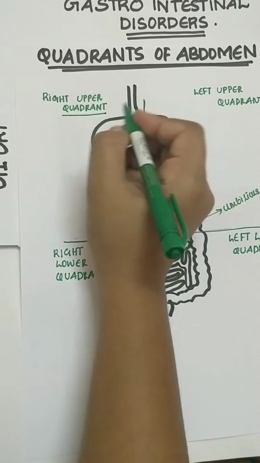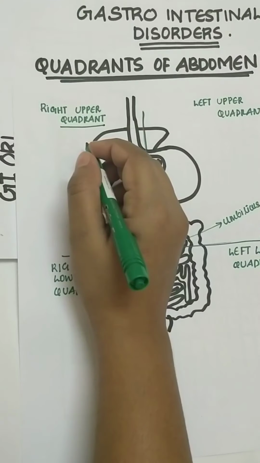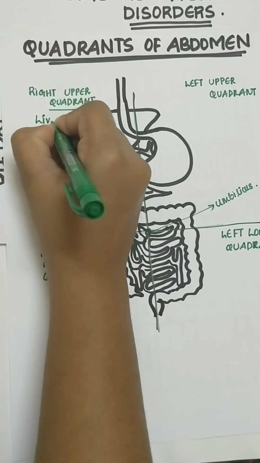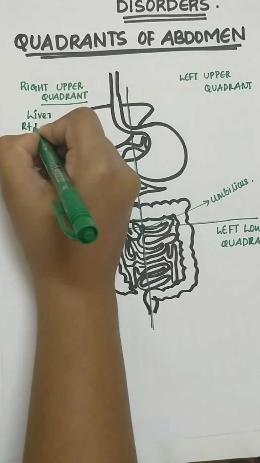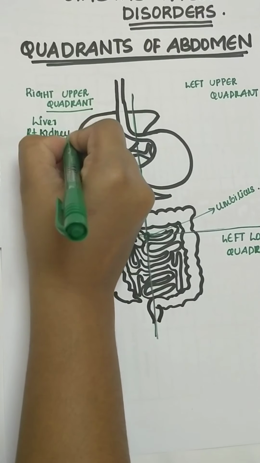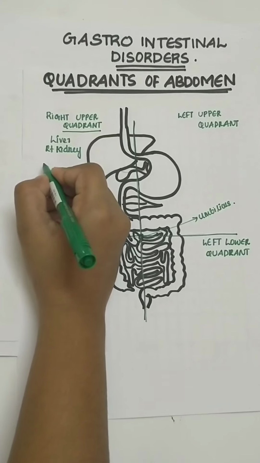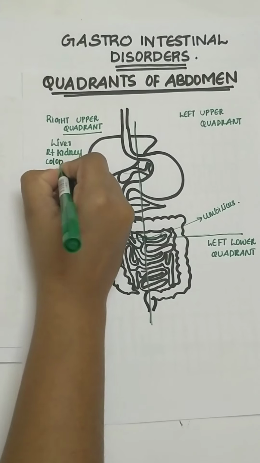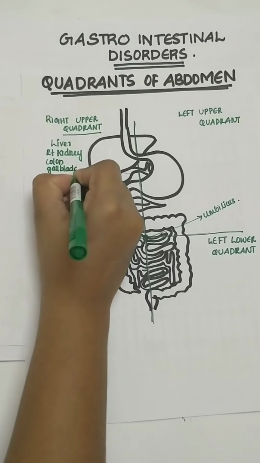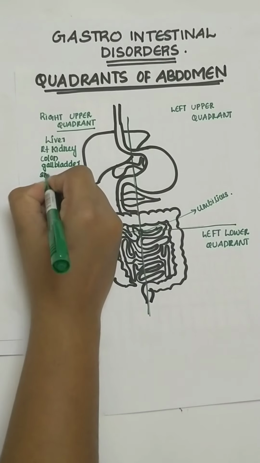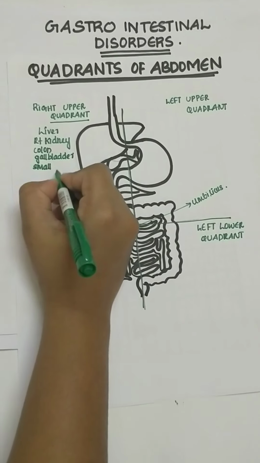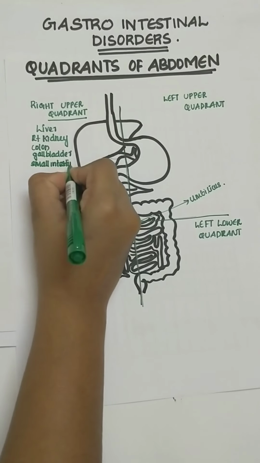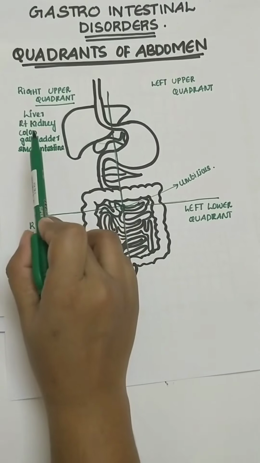Right upper quadrant. The right upper quadrant mainly consists of the organs liver, right kidney, colon, gallbladder and the small intestine. So these are the organs in the right upper quadrant.